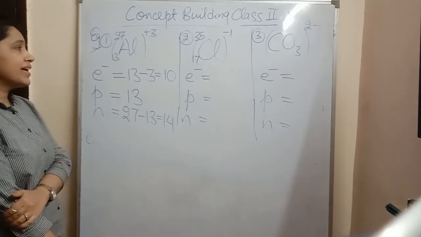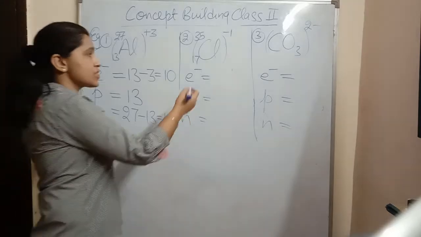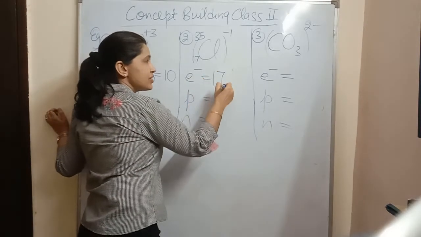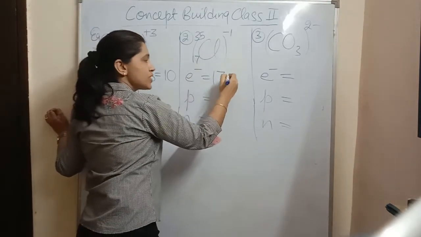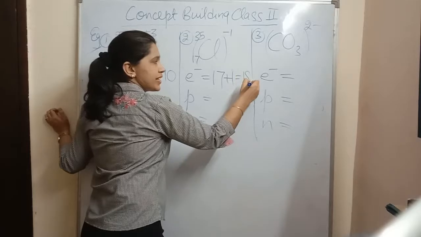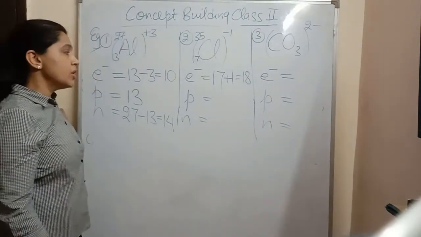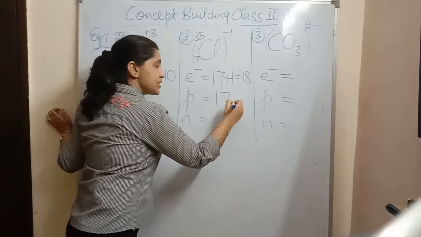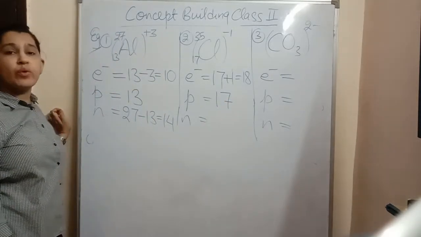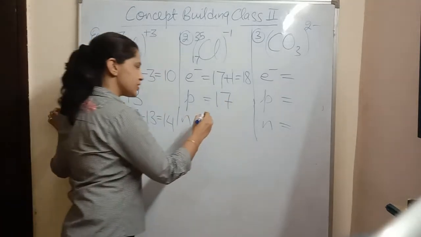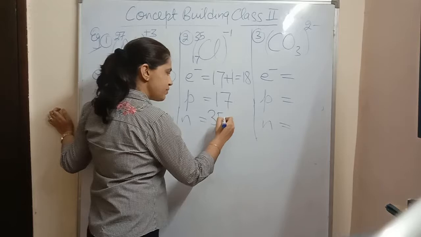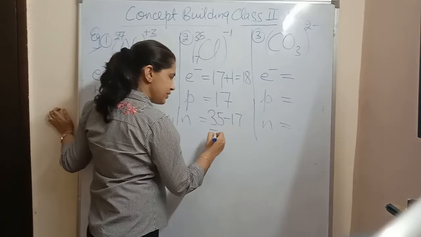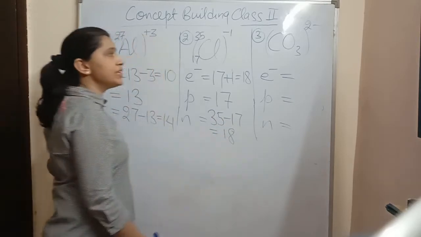Chloride ion. Electrons. The atomic number is 17. Minus 1 means plus 1 electron. That is 18. Go with the protons. Exactly. It is 17 only. And what are the neutrons? It is 35 minus 17. That is 18.